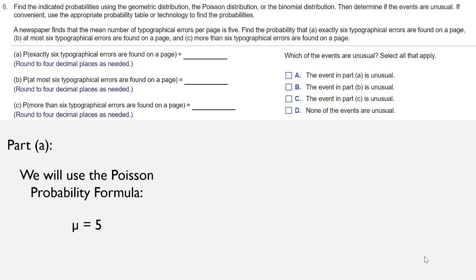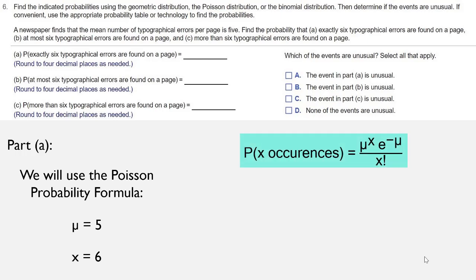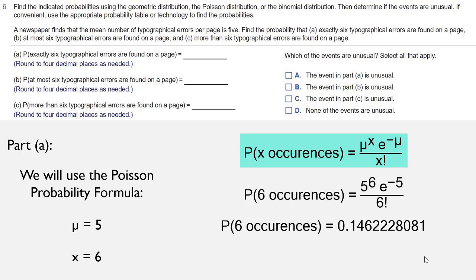And then in part A, the x value we're looking for is 6. Our Poisson probability formula looks like this. The probability of x occurrences is mu to the x, e to the negative mu, over x factorial. If we put these numbers in the correct positions, that's going to be 5 to the 6th power, e to the negative 5th, over 6 factorial. We plug this into our calculators. We get 0.1462228081, rounded to 4 decimal places, is 0.1462. That's your answer for part A.